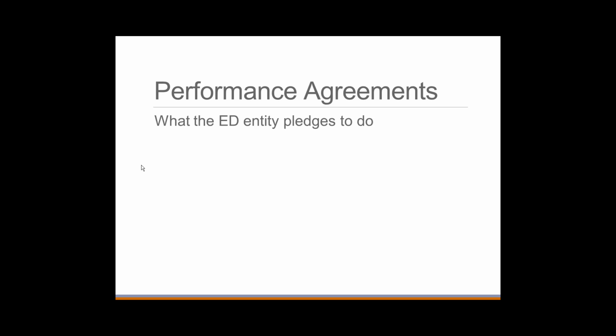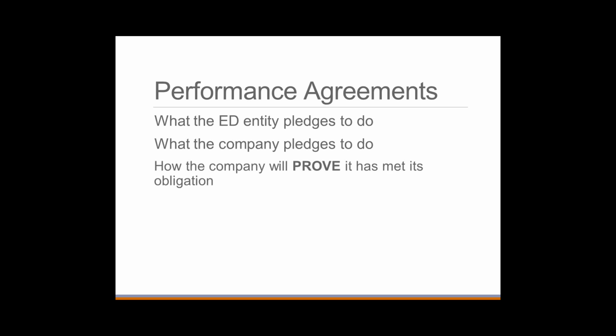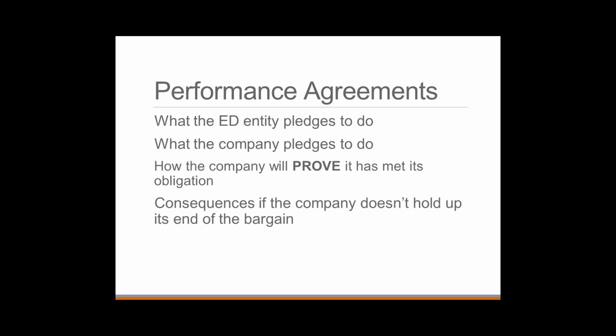But a performance agreement, in a big picture sense, from what I see, you specify what the economic development entity pledges to do, or maybe it's the city, or the state. What will the public entity do for the business? And of course, what does the company pledge, or what does the developer, what does the project pledge to do? And then it should specify how the company will prove that it has met the obligation. And then it should even detail the consequences if the company doesn't hold up its end of the bargain.